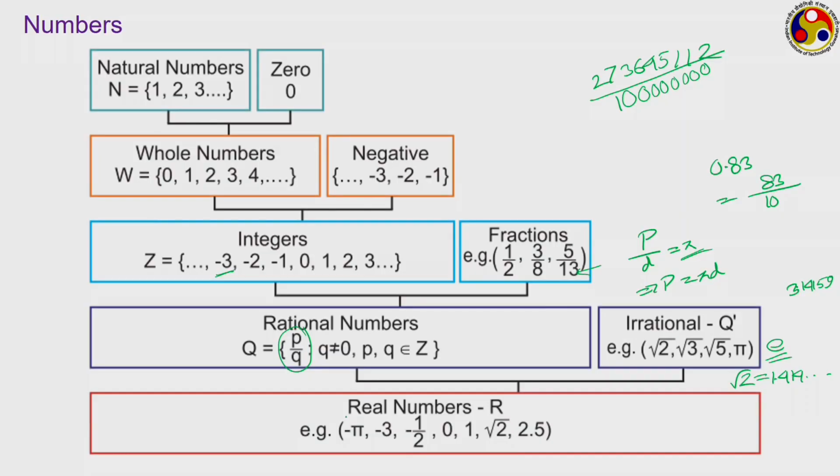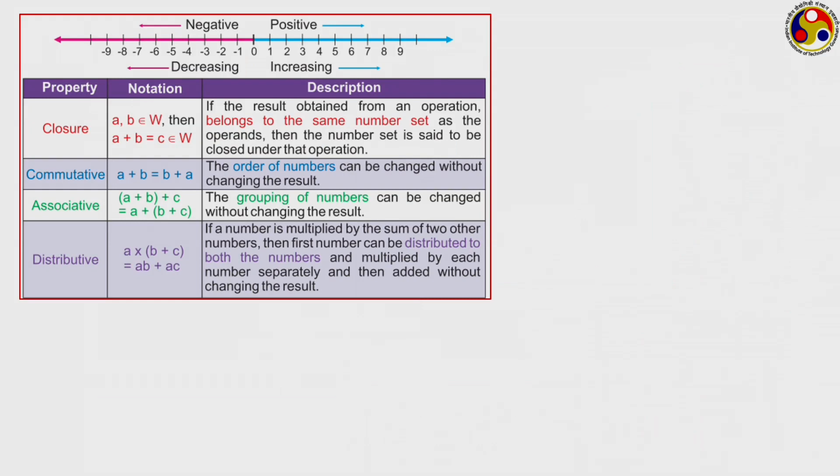And so, rational numbers and irrational numbers together give us the real numbers, which can take any kind of value. Now, numbers can have 4 kinds of properties. One is closure. Closure refers to this: if the result of an operation belongs to the same number set as the operands, then we say the number set is closed.